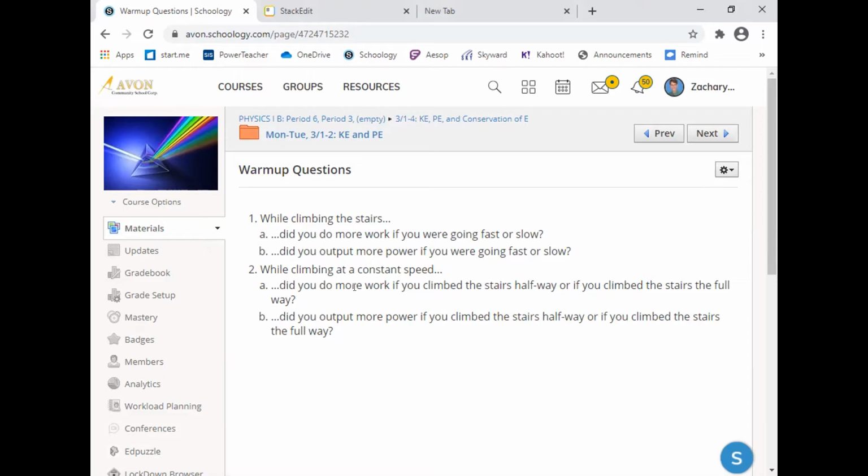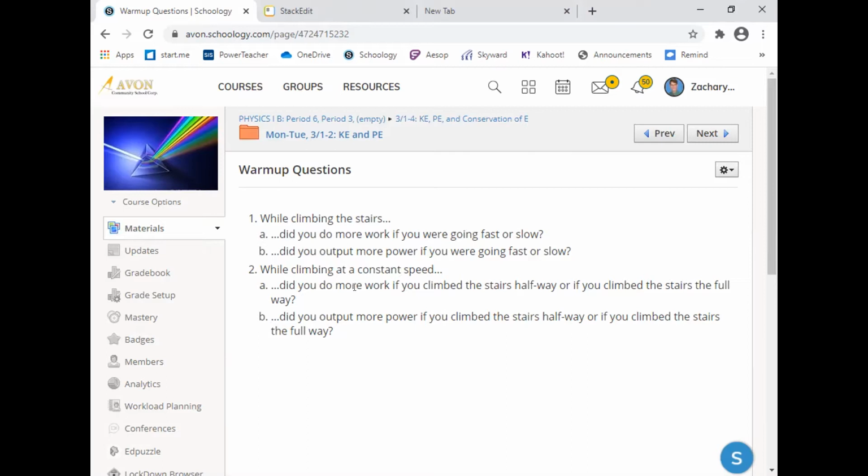Thomas, what do you think? Did you do more work if you were going fast or slow? Slow, you did more work going slow. Why? You're taking your time, so more work to go slow. Gabe, do you agree you did more work if you're going slow? No? What do you think? More work if you're going fast? What do you think, Greg? It was the same amount of work. Why was it the same amount of work?